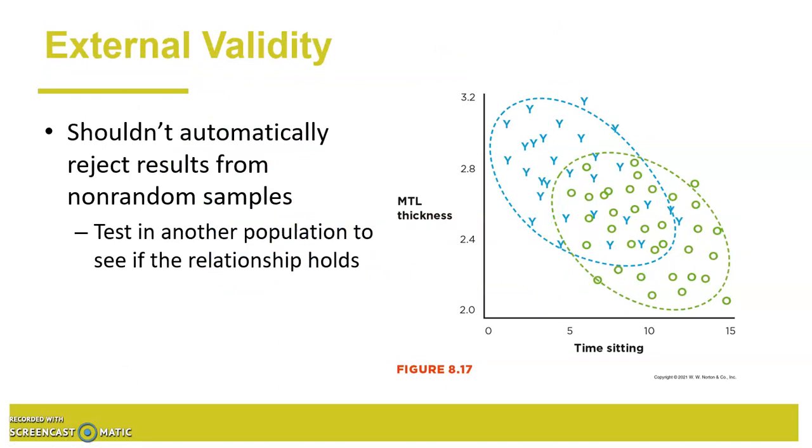External validity. This is, again, not an automatic justification for rejecting results if you don't have a random sample, but it should be tested in other populations just to see if the relationship holds. Okay, so this is the MTL thickness and time sitting study. So this was done originally in older adults. Maybe the relationship exists there. If you completed this study in younger adults as well and you saw the same relationship, then that would be good evidence for external validity. Okay.